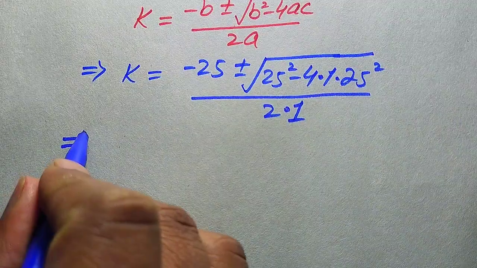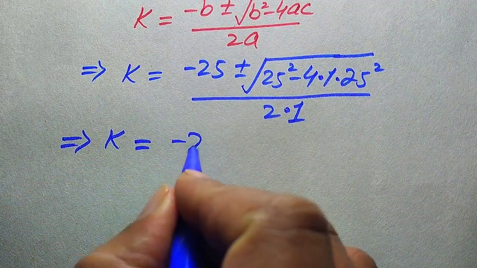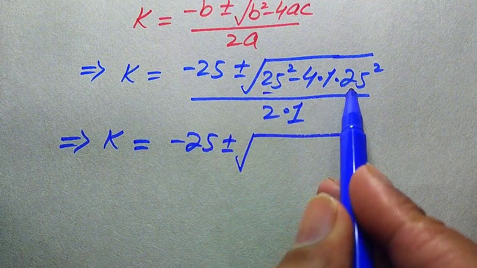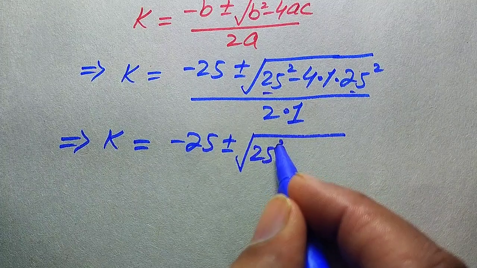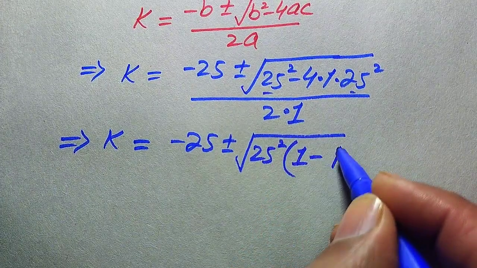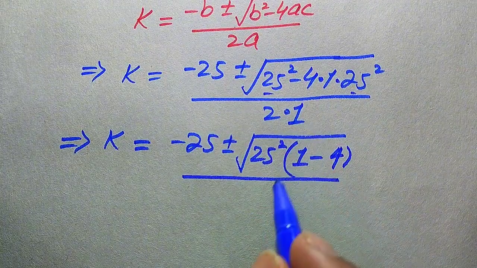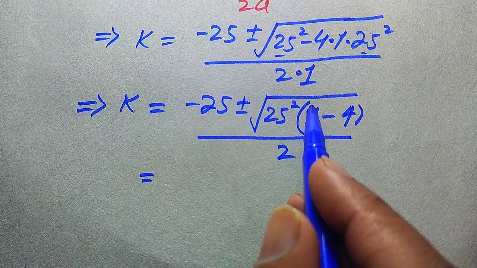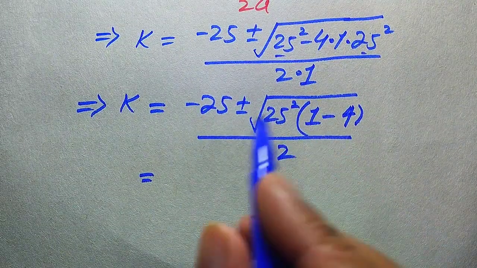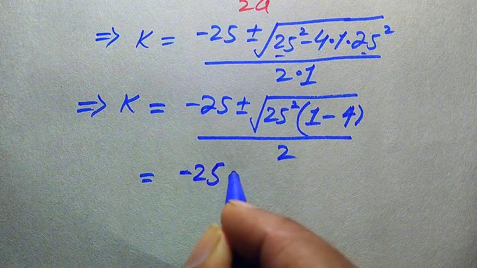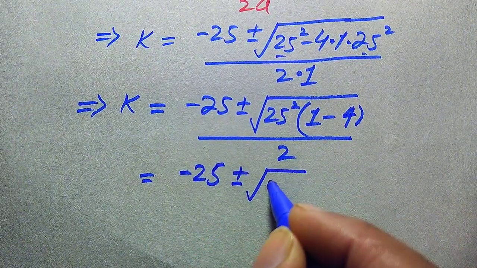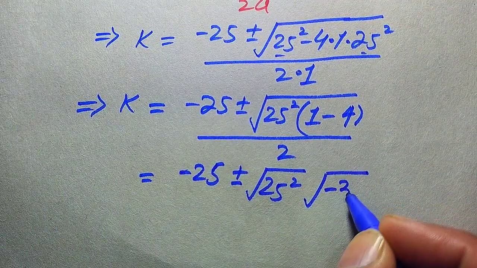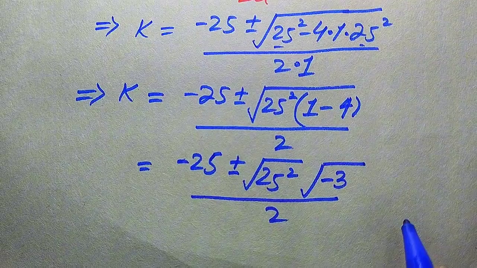And now further in the next step, we need more simplifications, and it will be written as minus 25 plus minus square root of, here you see that 25 square is the common term. So when we take common 25 square here, the remaining values are 1 minus 4, and it is divided by 2 times 1 equals 2. And in the next step here, we need to apply this square root sign separately on both of these two values, and it will be written as minus 25 plus minus square root of 25 square into square root of 1 minus 4 becomes minus 3, and it is divided by 2.